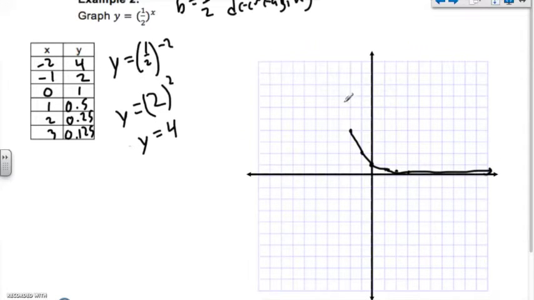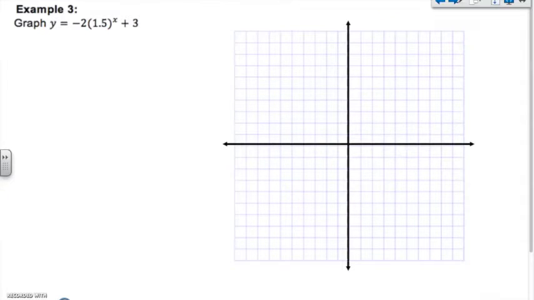Alright, and this graph is going to continue to go up this way. And we have our rough sketch of our graph. Again, if you needed to find some other points to help you out, you could have plugged in values above this, like -3, -4, or you could have kept plugging in values 4, 5, 6, 7, etc. Alright, let's move on to our last example.